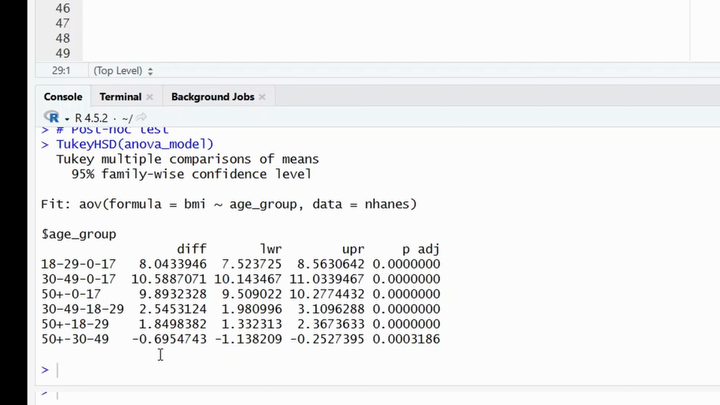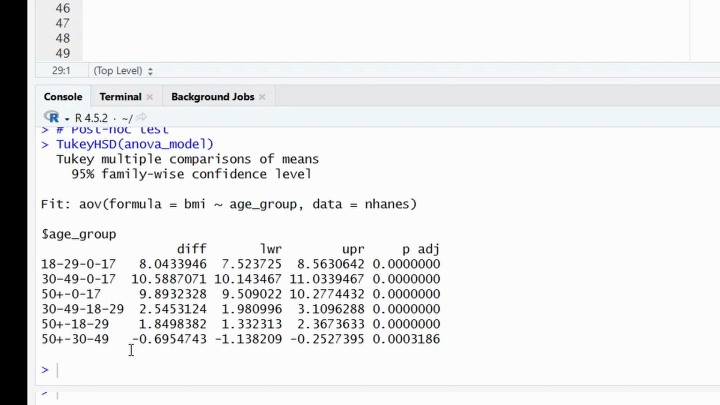So, what is the overall story? BMI increases dramatically from childhood to adulthood. Within adulthood, BMI tends to rise into middle age, then slightly decrease after age 50. All pairwise comparisons are statistically significant, meaning these differences are very unlikely to be due to random chance.